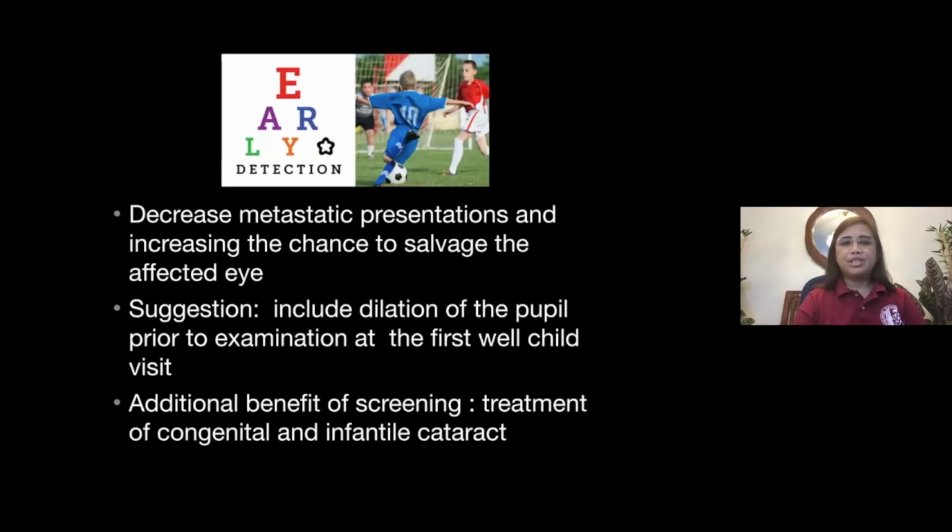Early detection decreases metastatic presentations and increases the chance to salvage the affected eye. The suggestion is to include dilation of the pupil prior to examination at the first well-child visit. This will give an additional benefit of screening for the treatment of congenital and infantile cataract.